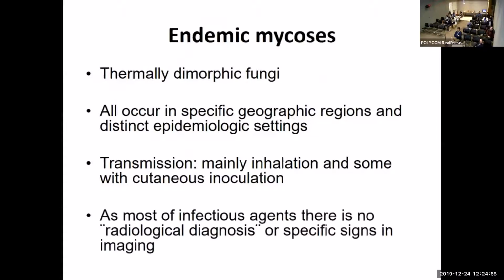And as with most infectious agents, despite causing lung infections, they don't have any specific pathognomonic signs. So there is no radiological diagnosis. For example, for Aspergillus, you have the halo sign in the CT scan. For mucormycosis, you have the reverse halo sign. In endemic mycosis, we don't have any signs that can guide you in the CT scan.